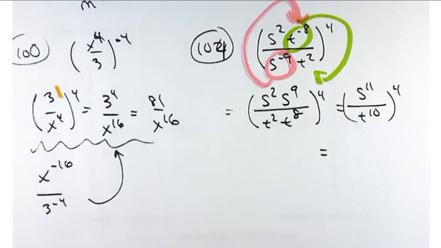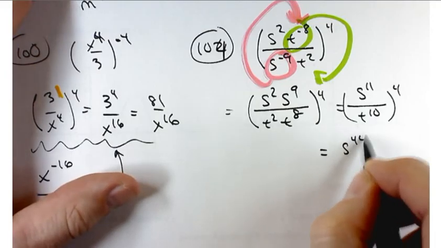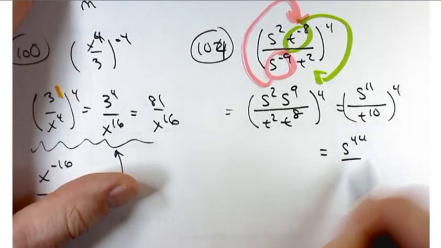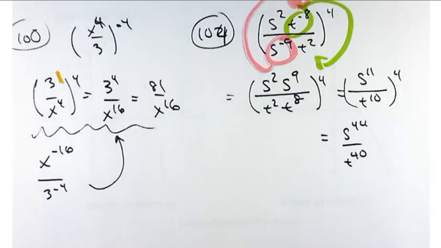Last but not least, power to a power. Those exponents multiply. 4 times 11, 4 times 10. S to the 44th over t to the 40th. Yay.